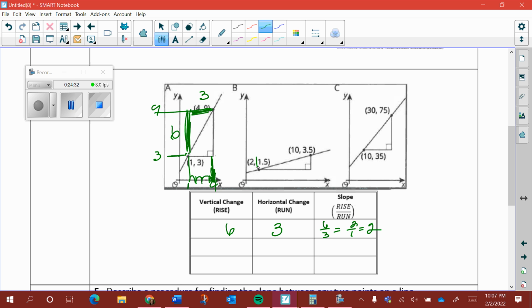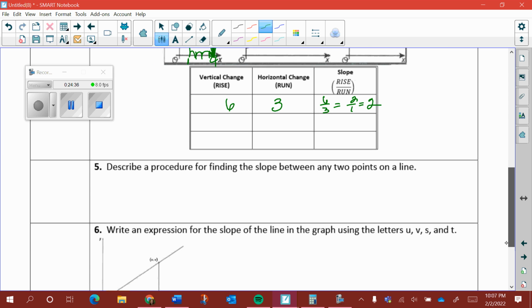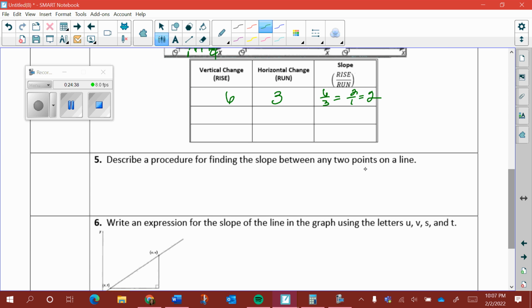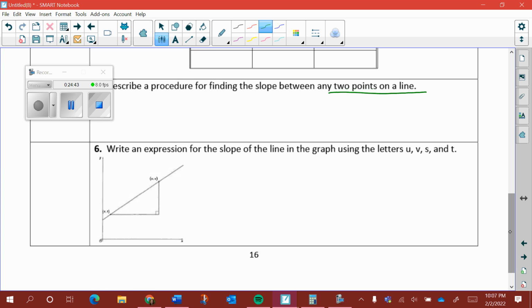So again, try to go up and then over. Describe the procedure for finding slope between any 2 points on a line. You can do that. And then on this one, please try it. It is U and then V, and then this is S and T.